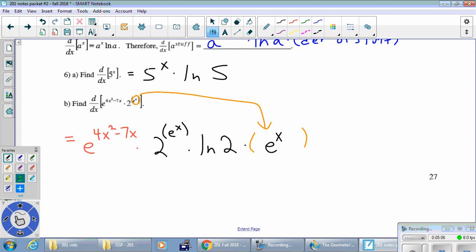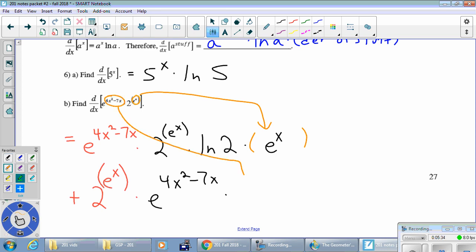Now we continue the product rule and say plus the second. So we copy the second part, 2 to the e to the x times the derivative of the first. So the first is now this thing, e to the 4x squared minus 7x. That is an e to the stuff. And we just saw that the derivative of e to the stuff is e to the stuff. So we copy that stuff one time, times the derivative of the stuff. And the stuff is this. Its derivative goes right in here. And so the derivative of that stuff is 8x minus 7. So that's our answer there.